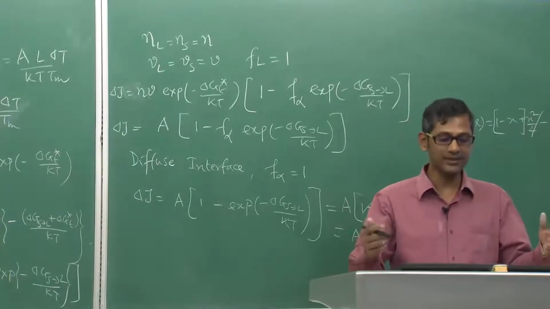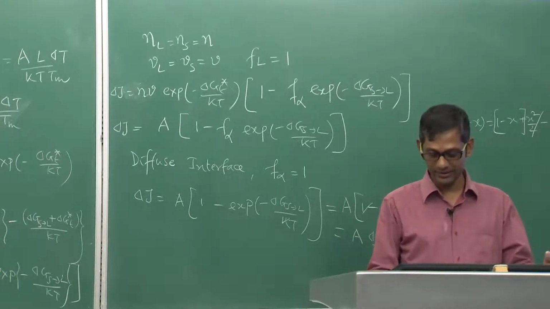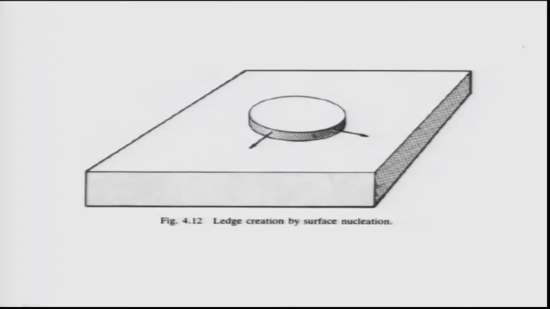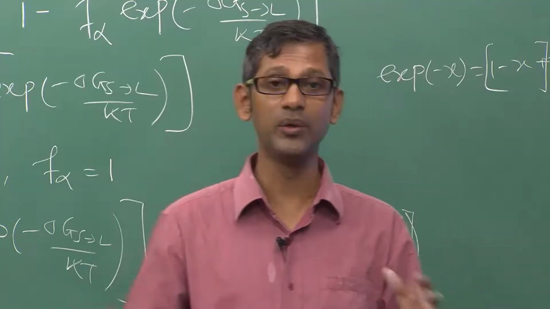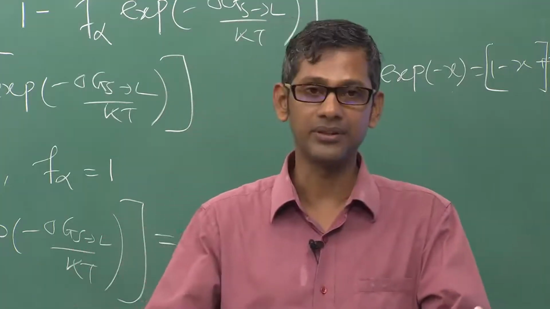So how can these ledges or these kinds of things be created? There are many ways. One is known as surface nucleation. This is what is shown here. An atom can sit here, or maybe several atoms can sit here and create a nucleus on the surface.